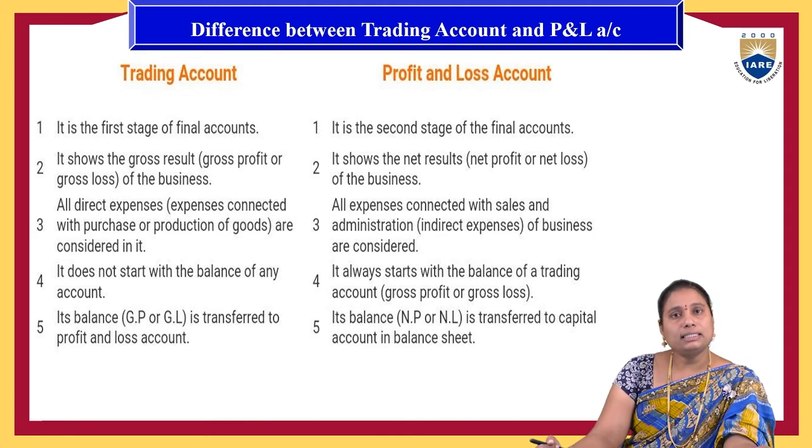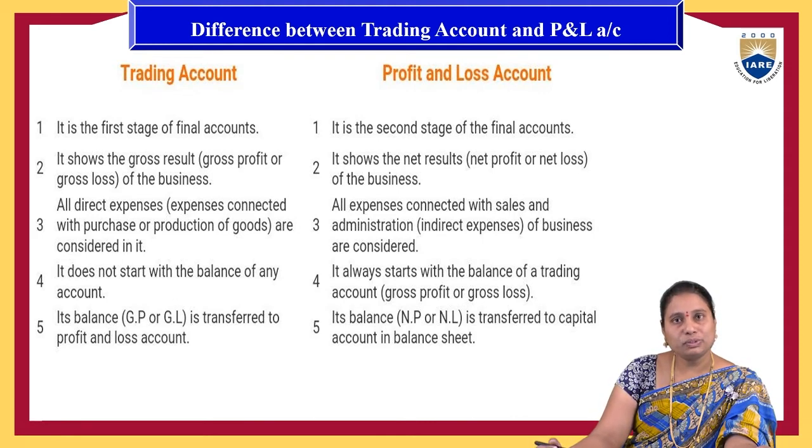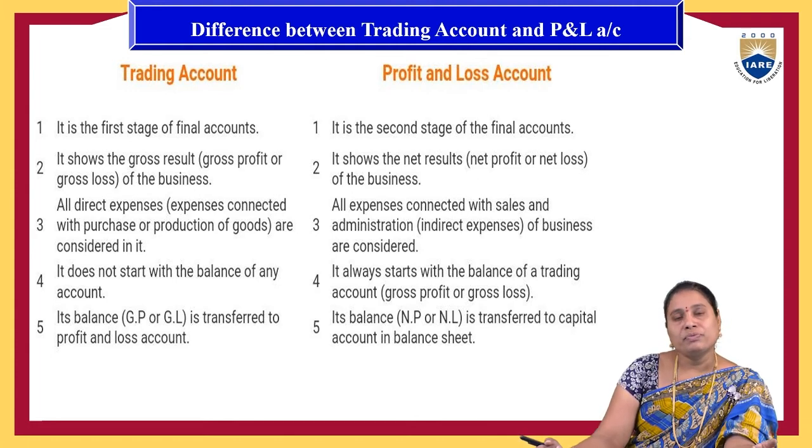Under the trading account, all the direct expenses and the direct incomes are recorded, whereas the indirect expenses and indirect incomes are all recorded under the profit and loss account. Here, it does not stand for the balance sheet. The trading account is an incomplete one, whereas the profit and loss account is a completion version for the preparation of the balance sheet.